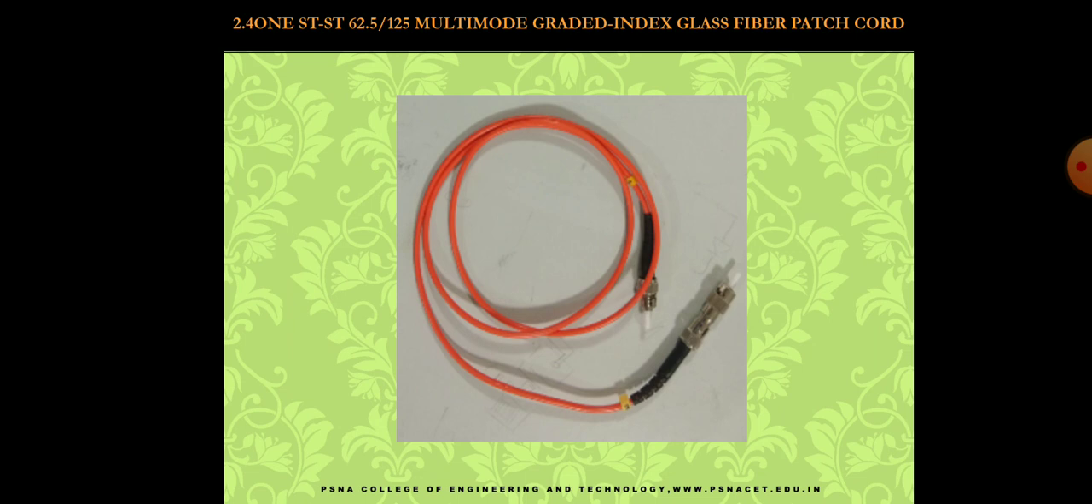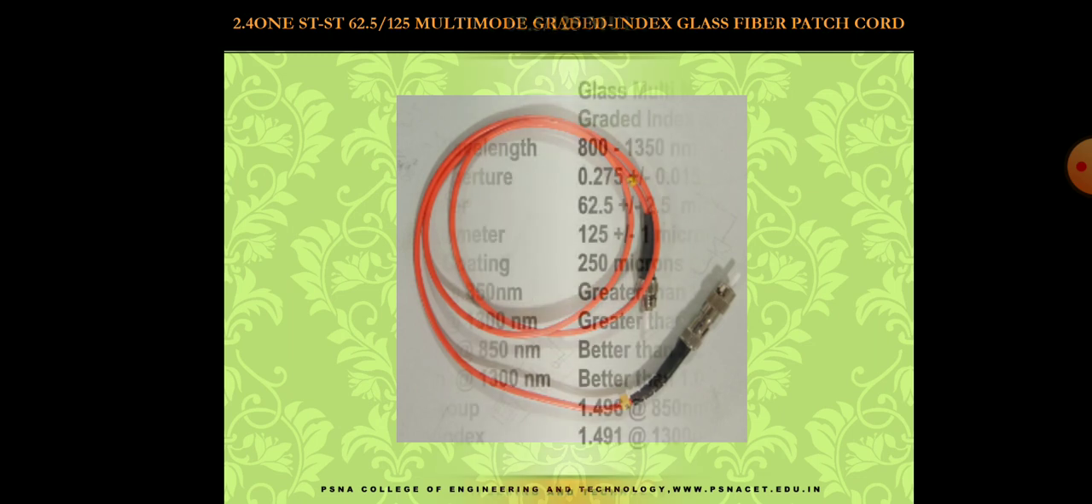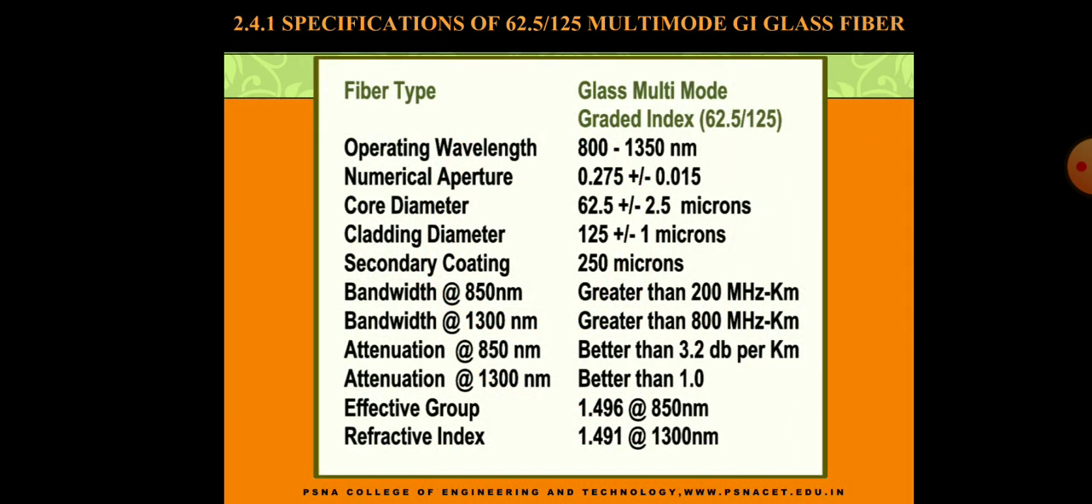Similarly, we are going to analyze the 62.5/125 multimode graded index glass fiber patch cord, which is indicated by the color orange. And this is our specification of the 62.5/125 multimode graded index fiber. Again, we are going to summarize the same kind of parameters as for the single mode fiber to give the comparison.